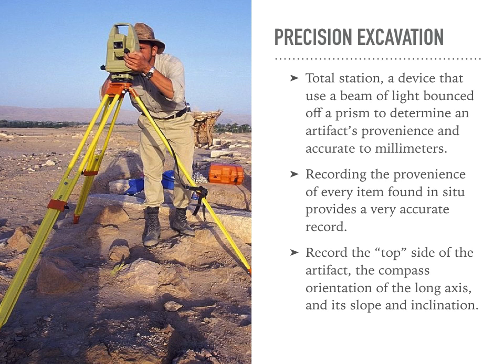For example, you could record the top side of the artifact, the compass orientation of the long axis, and its slope and inclination, which is what you would need in the example of the Campi. I forget the name of that French archaeological site. Grotte de la Campi, something like that. When you were trying to identify whether the objects were imbricated or not, to see if they were water traveled, you could do that with this very, very quickly and easily.